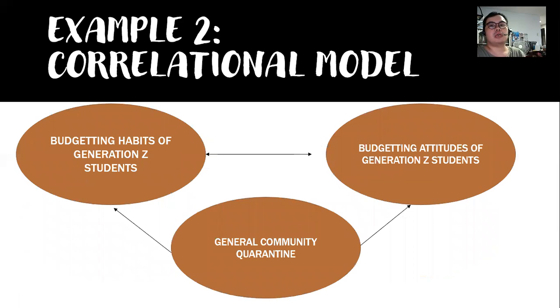Okay, so I have decided to include the general community quarantine here because this plays a big impact on the budgeting habits and attitudes of Generation Z students that correlate to one another.